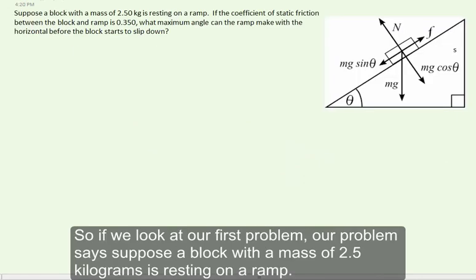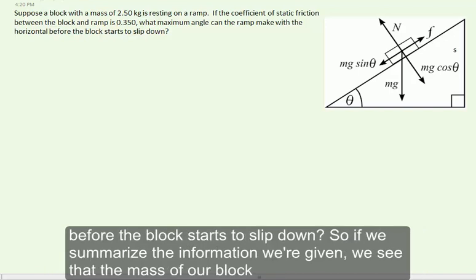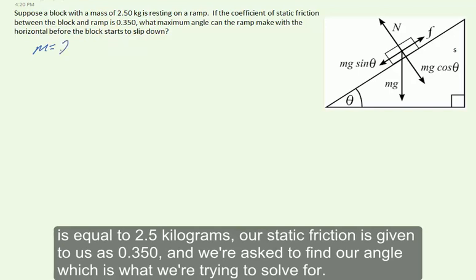So if we look at our first problem, it says, suppose a block with a mass of 2.5 kilograms is resting on a ramp. If the coefficient of static friction between the block and the ramp is 0.35, what maximum angle can the ramp make with a horizontal before the block starts to slip down? If we summarize the information we're given, the mass of our block is 2.5 kilograms, our coefficient of static friction is 0.350, and we're asked to find our angle, which is what we're trying to solve for.